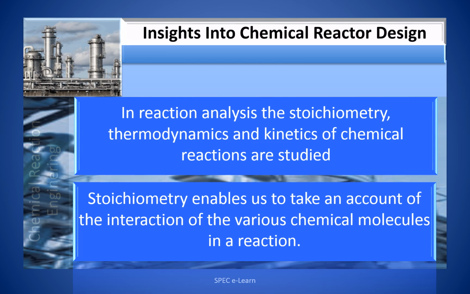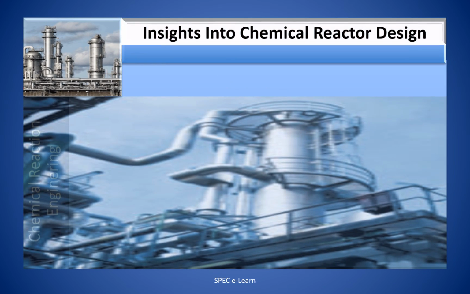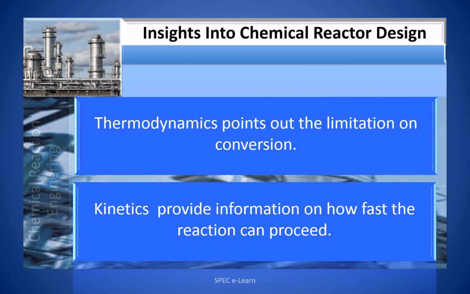Stoichiometry enables us to take an account of the interaction of the various chemical species in the reaction. Thermodynamics points out the limitation on chemical conversion. Kinetics provides information on how fast the reaction can proceed.